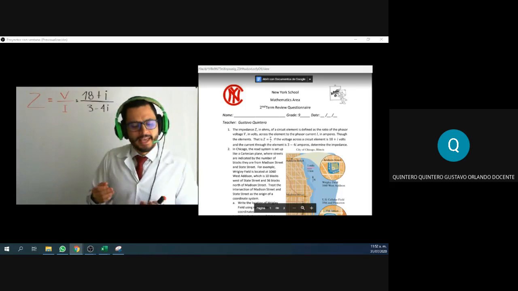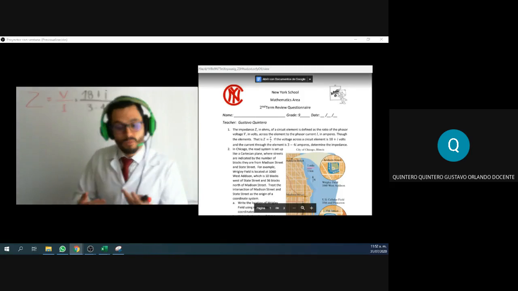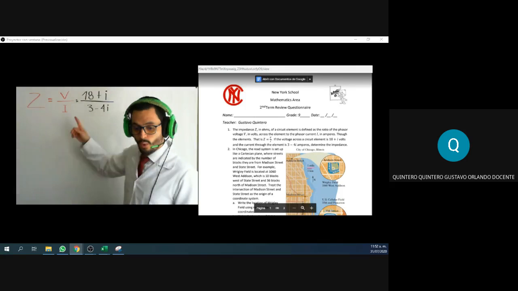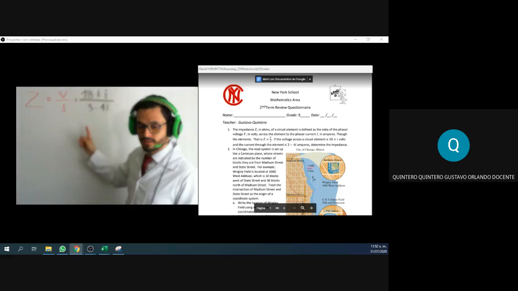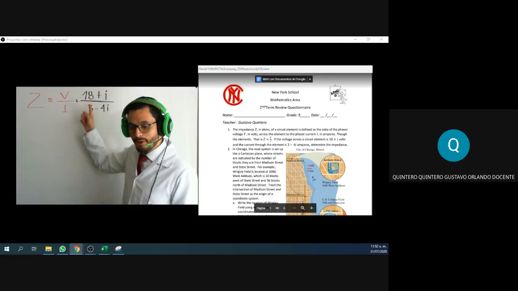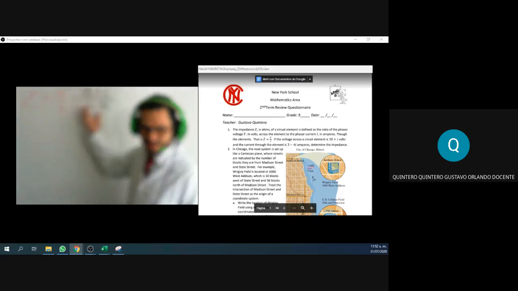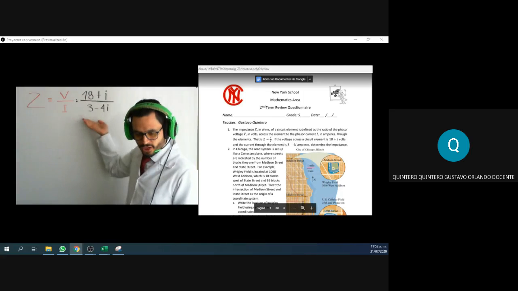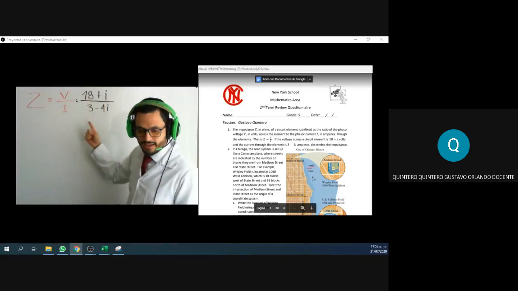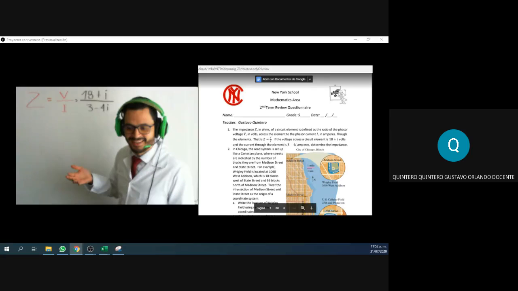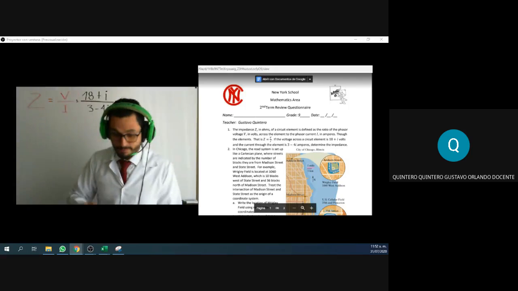Beautiful. So, in other words, if they want us to find Z, the impedance, what they want us to do is to divide complex numbers. That's what this is, right? We have a division right there, a division of complex numbers: 18 plus i over 3 minus 4i. Complex numbers. So let's go for the bigger question.